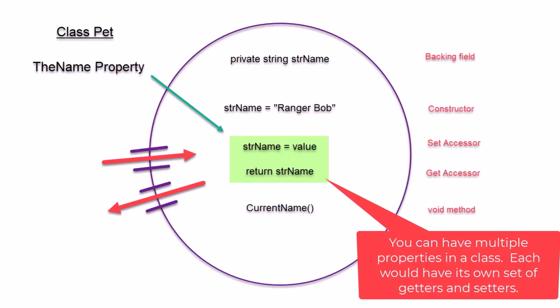Basically, what's happening here is we have a backing field up on top here, and then we have the str name, Ranger Bob, which is being applied to it. Now, we can change this, but we can only do it one way. We can set it through a set accessor, a setter. And we can return it only through a get accessor, which is going to get it for us. And then we have the current name, which is a void method, a method of some kind that can bring it to us. And you're going to see that shortly.